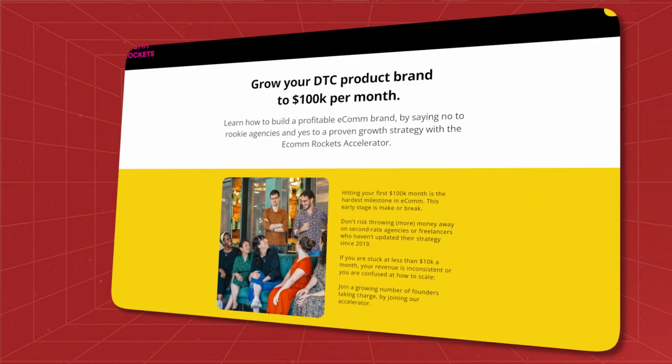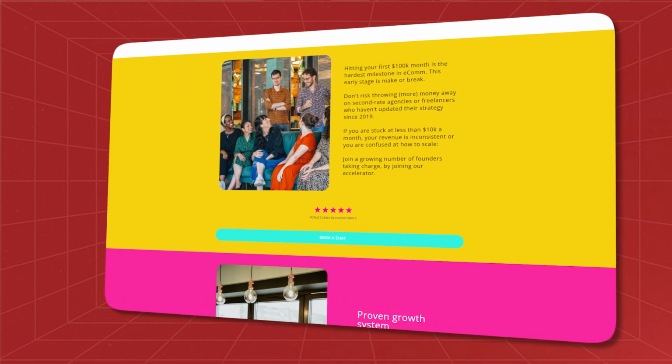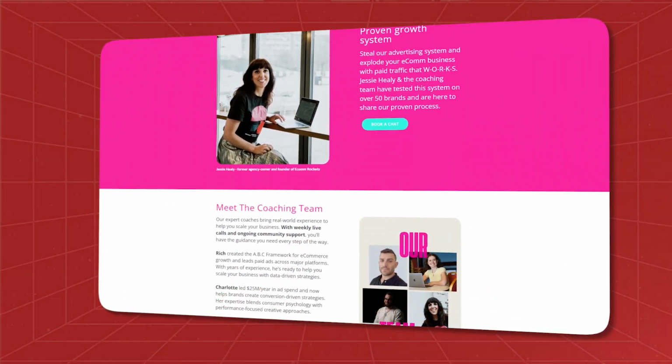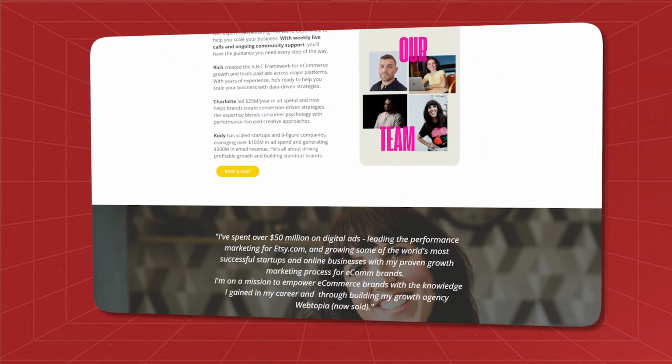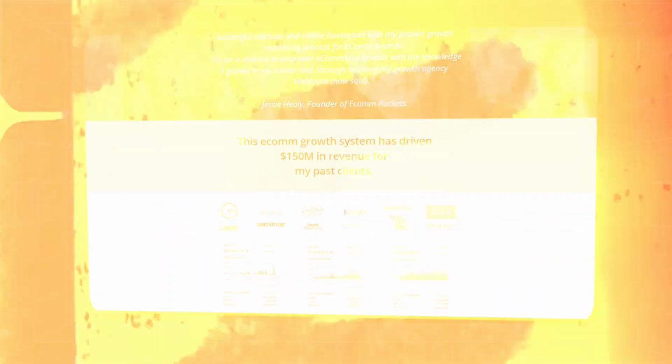My name's Jessie Healy. I'm a seven-figure exited agency founder turned e-commerce coach. I have helped scale over 100 e-commerce brands, and I've spent over $50 million on digital advertising. And I'm going to share all of that knowledge with you today with a simple way to create ad campaigns to grow your email list. Let's dive into the content.